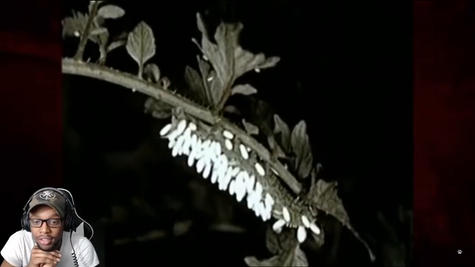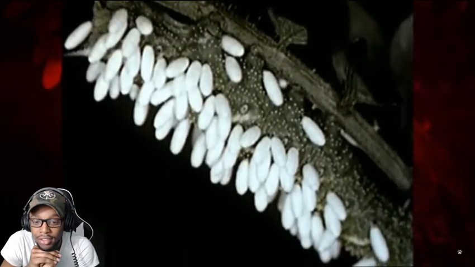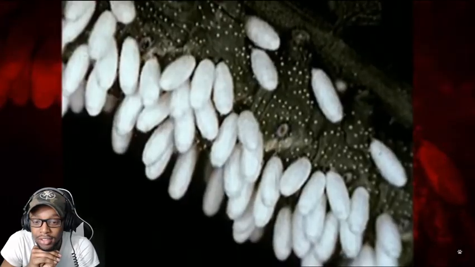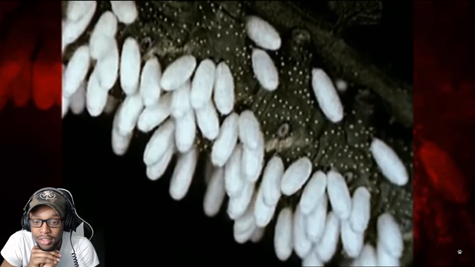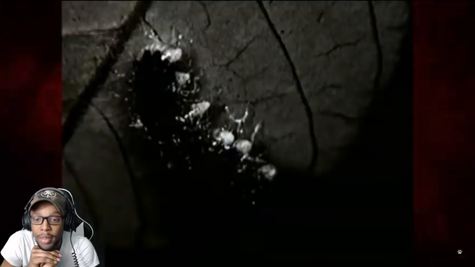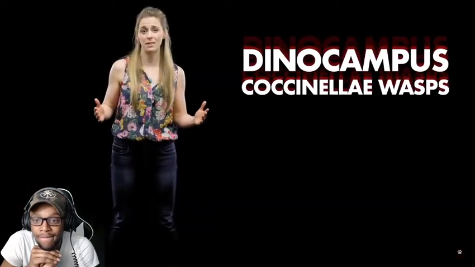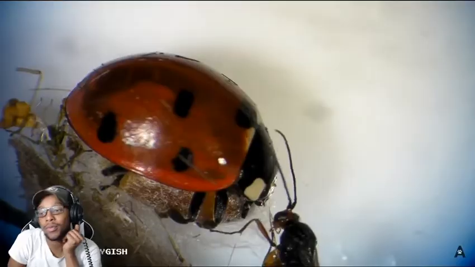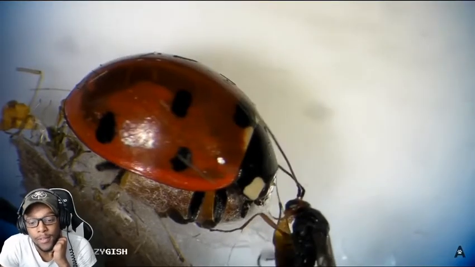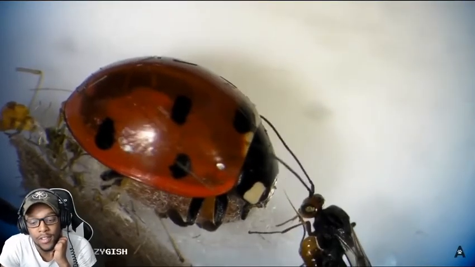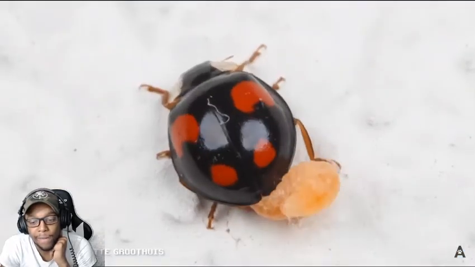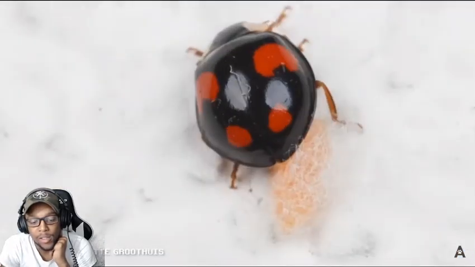This hornworm, covered with small silk cocoons, is doomed to die. A parasitic wasp laid its eggs within the hornworm's body. Dinocampus coccinellae wasps employ a similar strategy. They hunt ladybugs, and when they find one, they inject their egg into it. After 20 days, the egg emerges from the ladybug and forms a cocoon between the ladybug's legs.